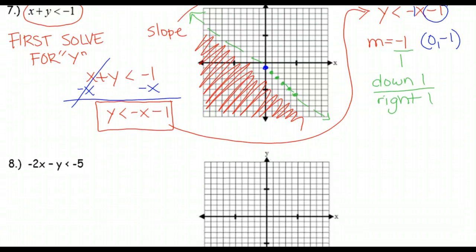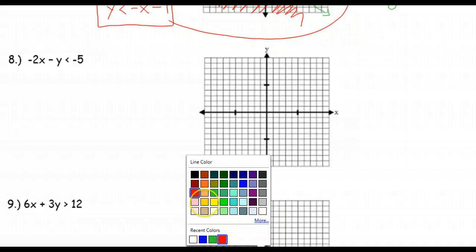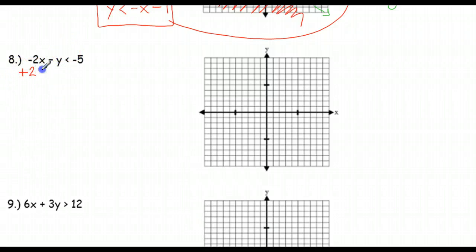Let's continue with the next example. Negative 2x minus y is less than negative 5. So again, the first thing we want to do is write our problem in slope-intercept form. To do that, the first thing we do is solve for y. We're going to add 2x to both sides of our inequality. And when we do this, I'm going to rewrite this as negative y is less than, put the positive 2x first, and then the minus 5 second.